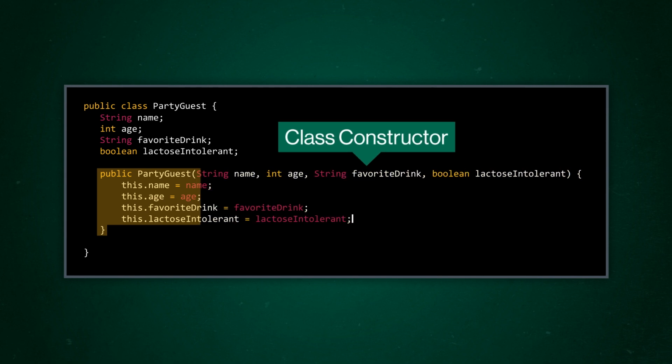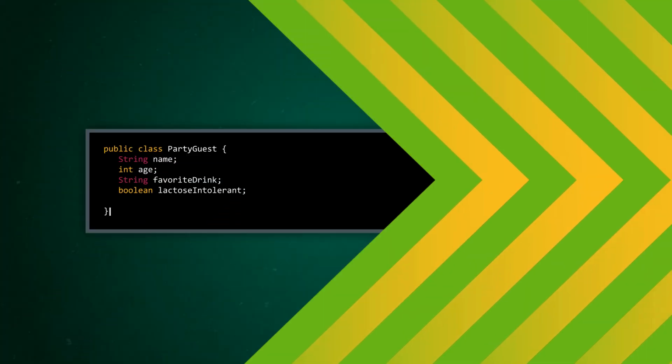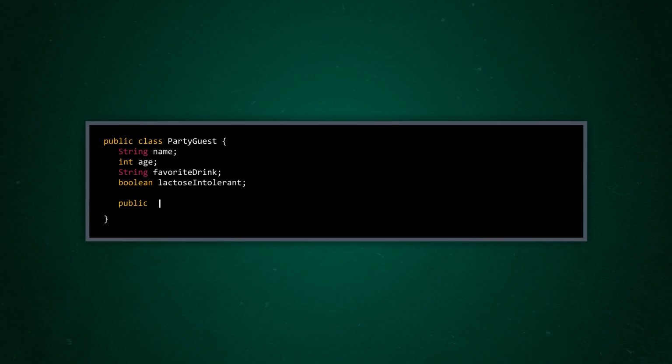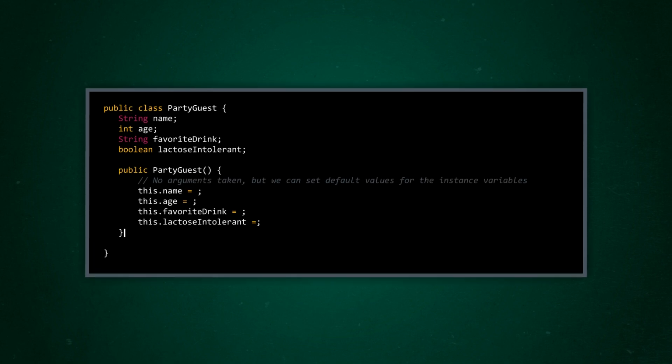A class constructor has a lot of this floating around in its code. And I mean that literally, the word this. Within Java classes, this is how we differentiate between the class template and the representation information of an individual guest. Also, you don't actually need to write out the entire constructor for your class to work. If you don't explicitly specify one, Java will automatically give you a constructor that takes no parameters.